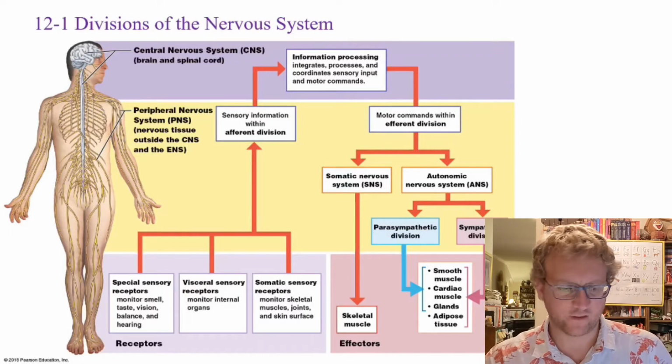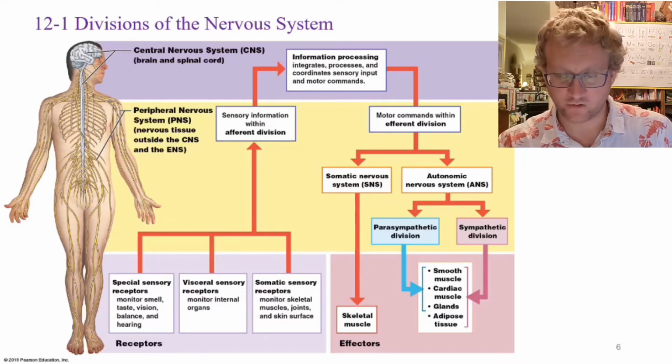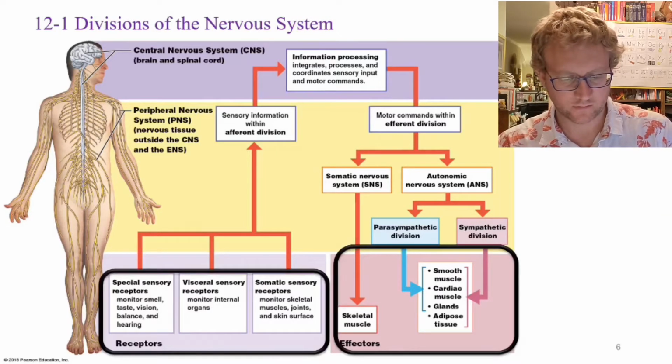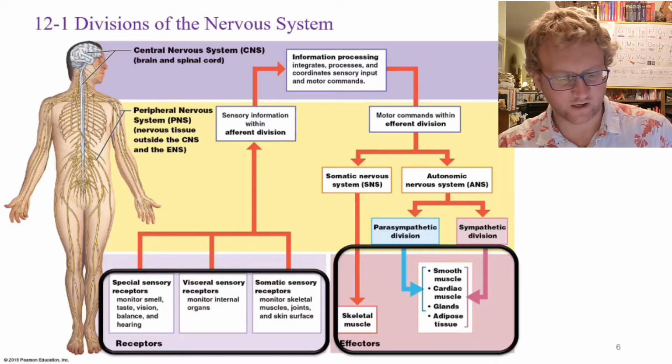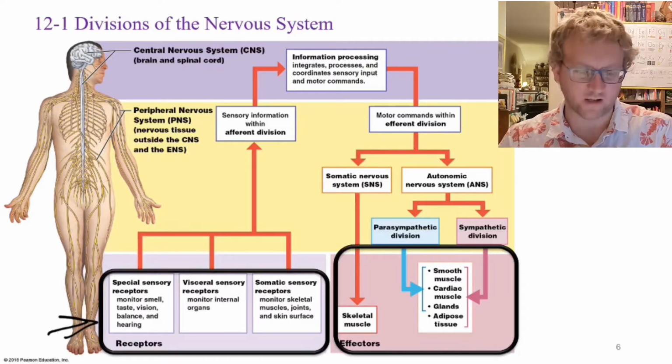Then we have the receptors and effectors. So it's these sections right here. Receptors are like your sensors. Okay, they're going to detect changes or responses to stimuli.